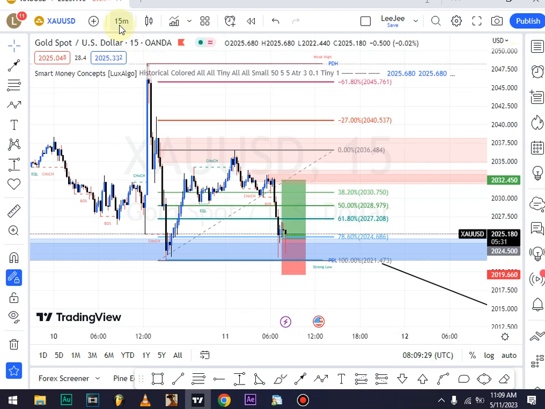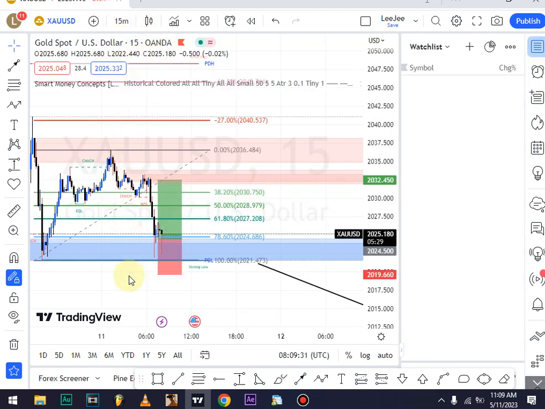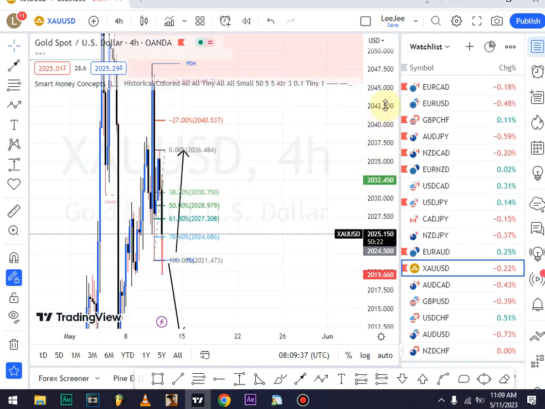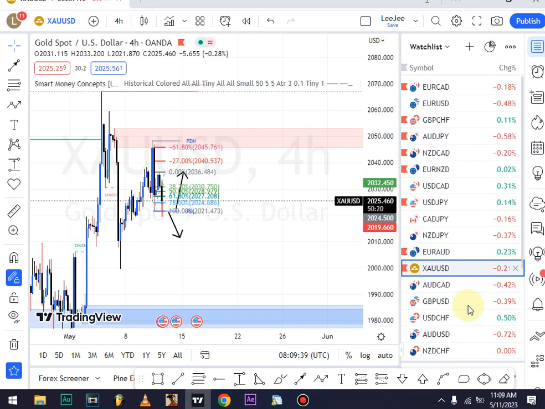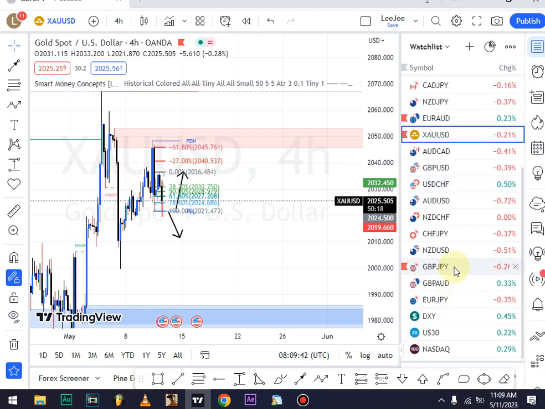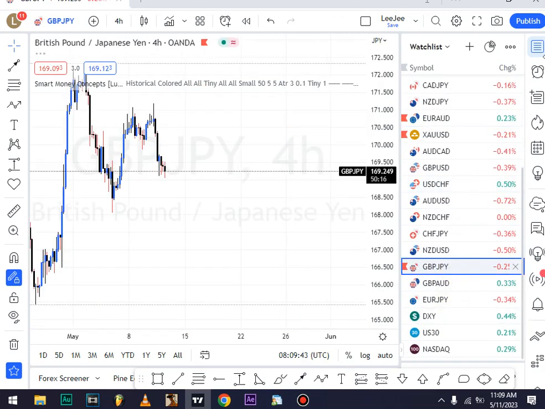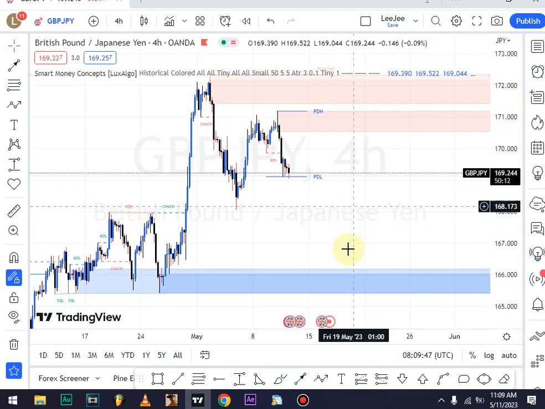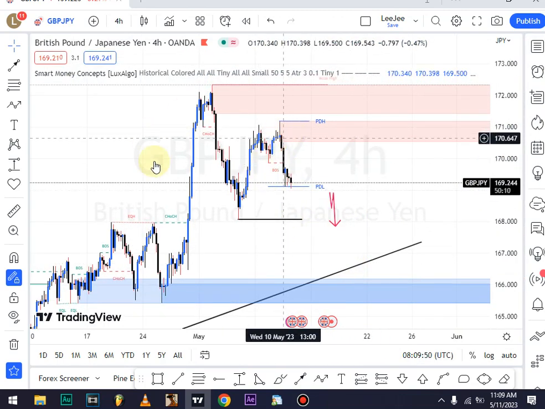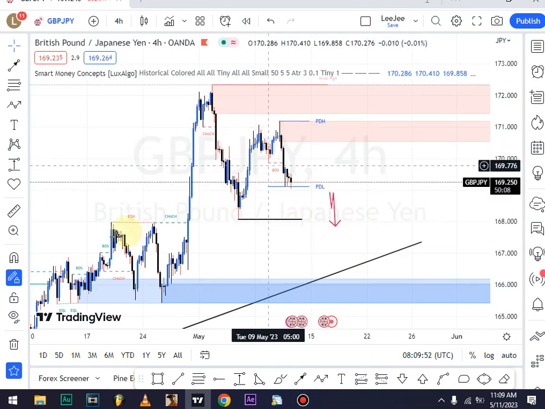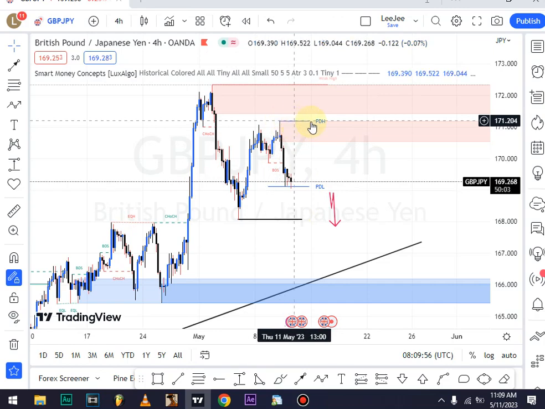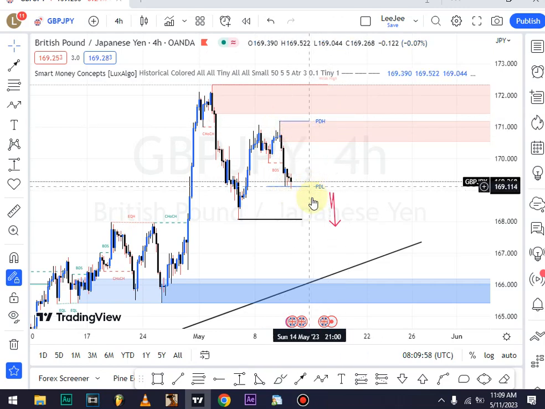As that plays out, let me also look out for other pairs. They were doing something different, gang. I had GBP JPY also on my mind, but I'm still waiting for that price to play out. First things first, like I said, I already did this analysis, gang. This was the previous daily high, marked PDH, and the previous daily low, marked PDL.